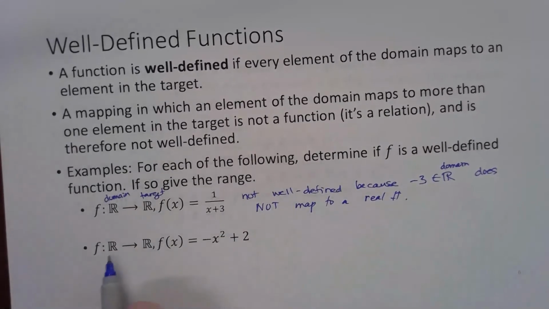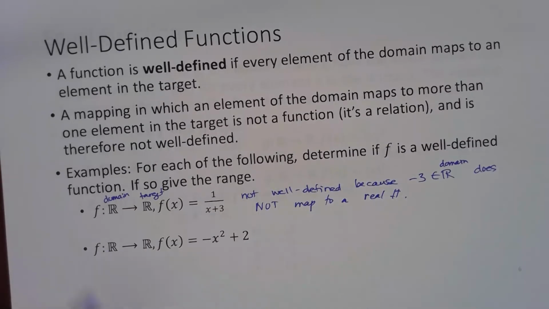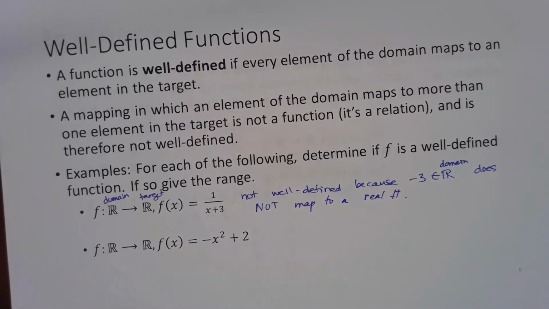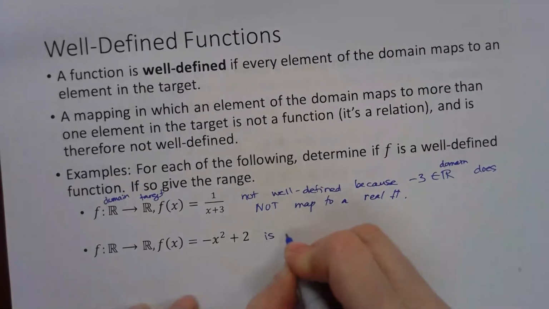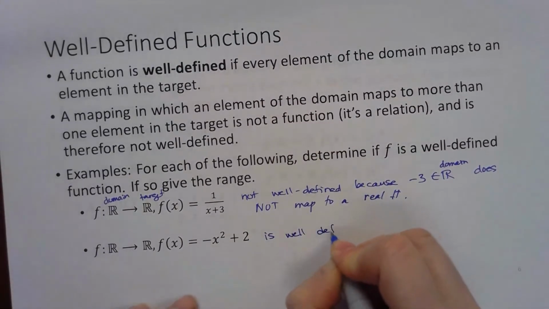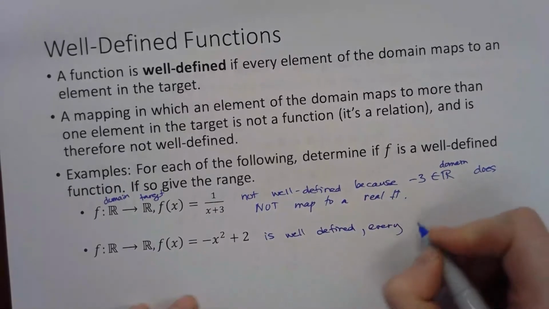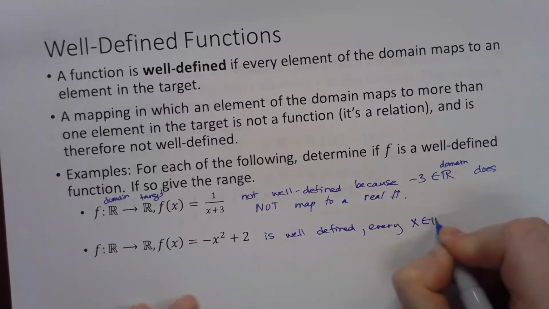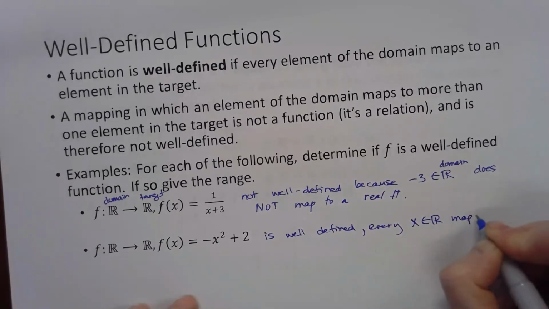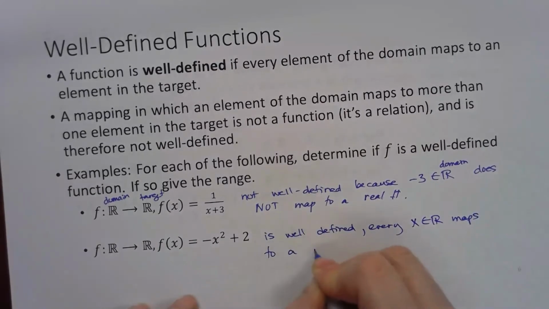Okay, let's look at the next one. Again, my domain is all real numbers. My target is all real numbers. Does every single real number map to a real number? So no matter what x value I put in, will I get a real number? Yeah, this one is fine. This one is well defined. Because every x that's a real number maps to a real number.